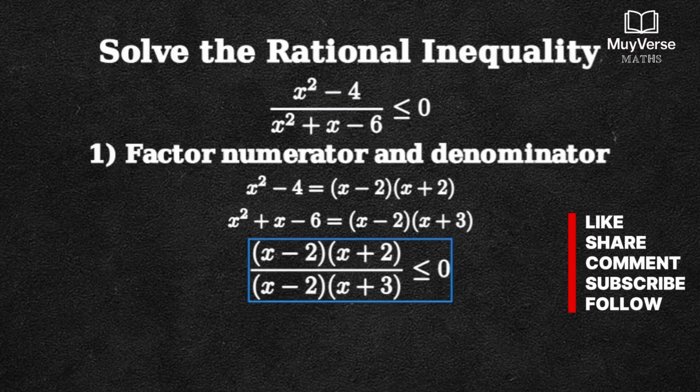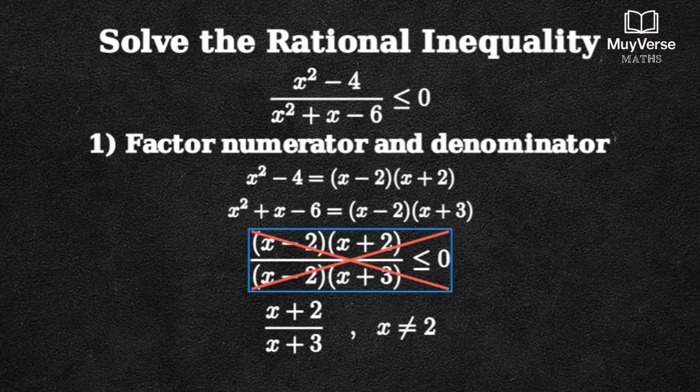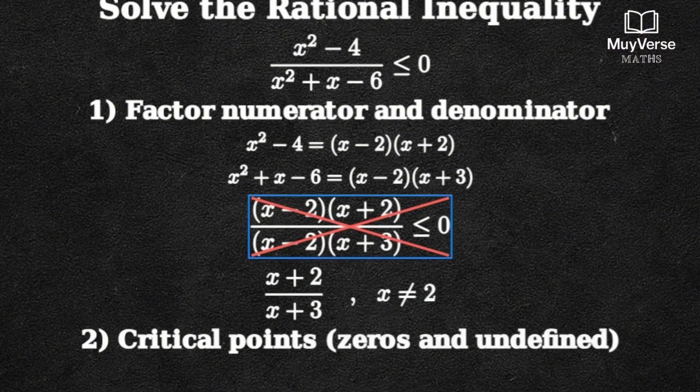Important domain note. The common factor x minus 2 is in the denominator, so x equals 2 makes the expression undefined and must be excluded. We may simplify to (x plus 2) over (x plus 3), but we must carry the restriction x not equal to 2. Step 2. Find all critical points.